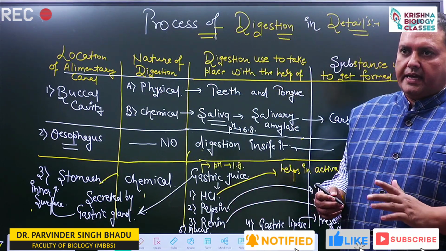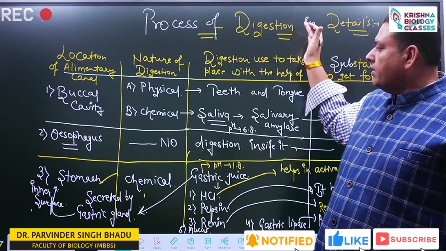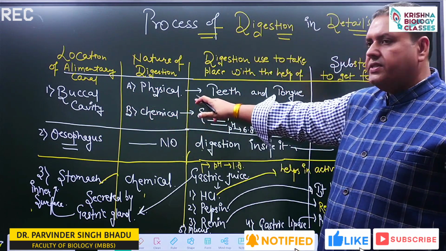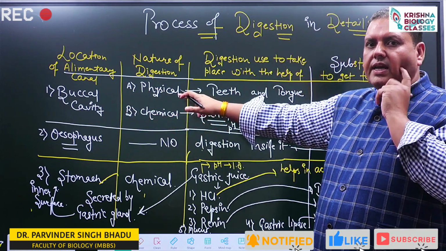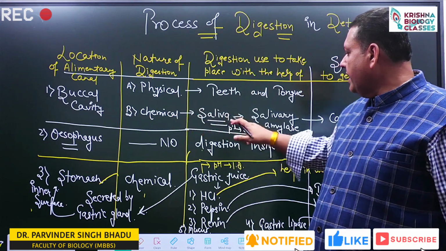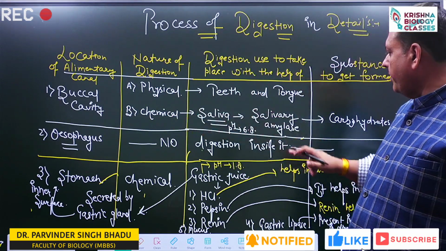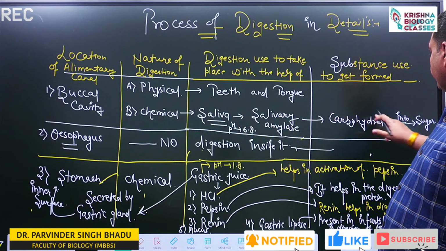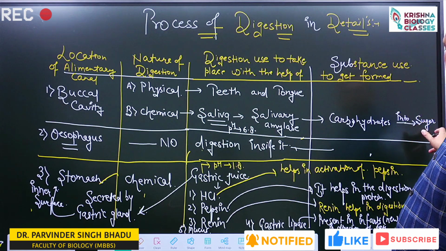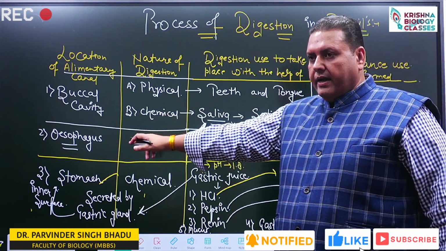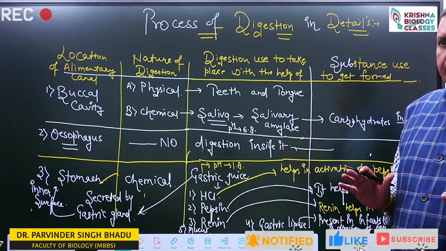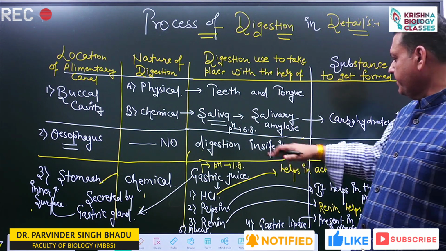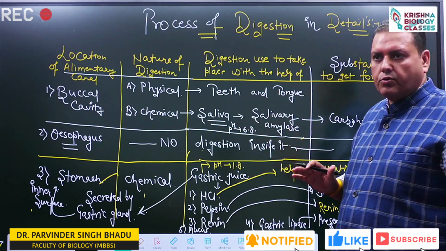and then intestine. Now, if we start to see the process of digestion, we will see inside the buccal cavity, physical digestion takes place with the help of teeth and tongue. Chemical digestion takes place with the help of saliva, in which salivary amylase is present, which converts the carbohydrate into sugar. Inside the esophagus, peristaltic movements are present, which carry the bolus towards the stomach region. There is no digestion inside the esophagus.